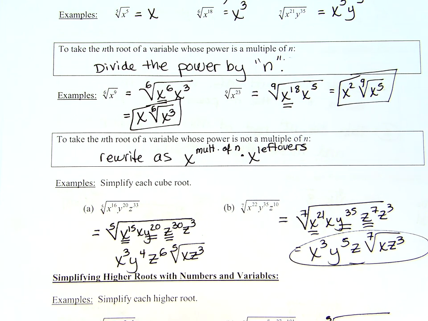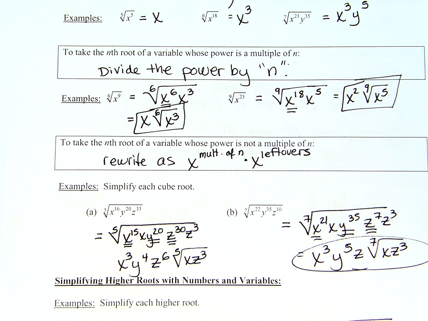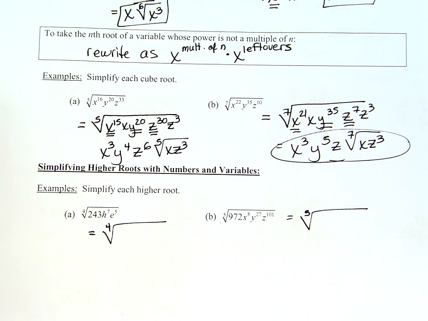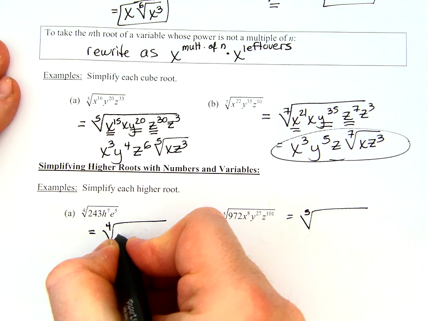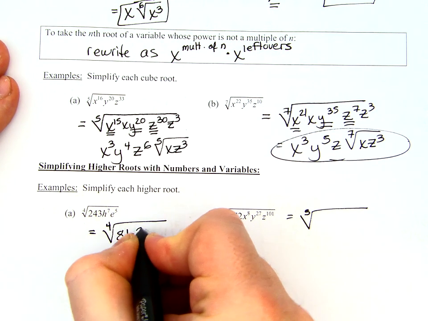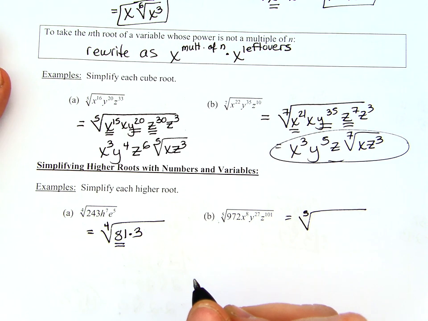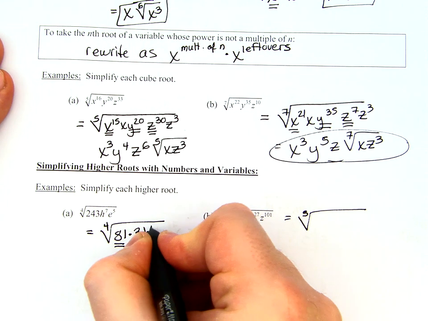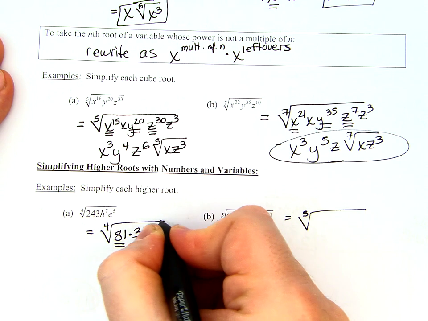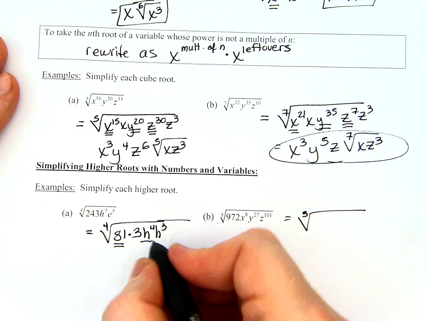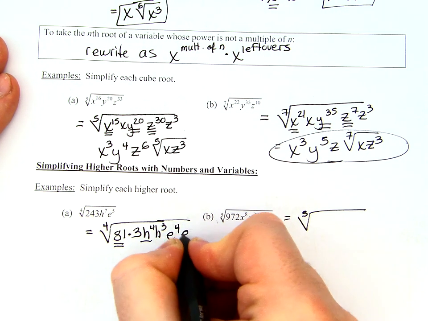Lucas, what did you do to 243? Yep. What perfect fourths did you find inside there? Oh, yeah, thank you. Yes. 81 times 3, good. Alexa, what about the h to the 7th? Okay. And Nicole, what about e to the 5th? e to the 4th times e.